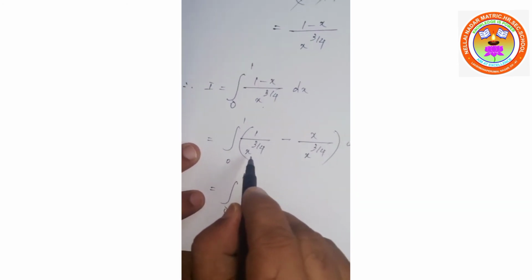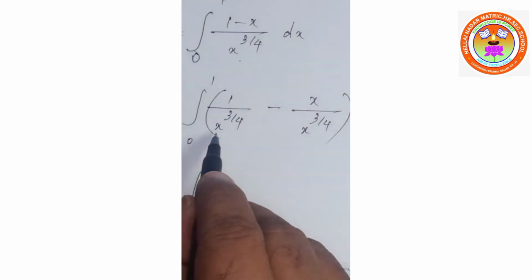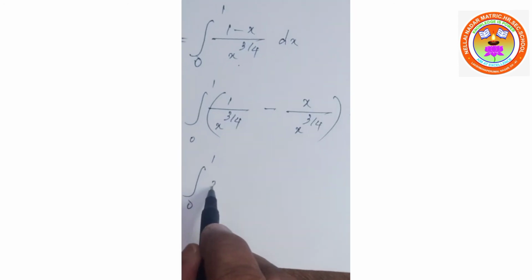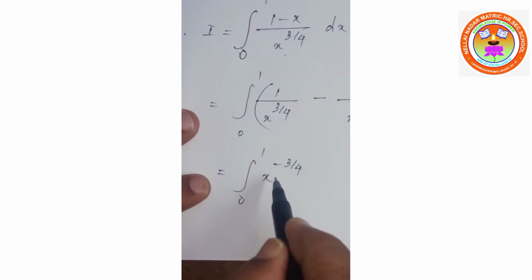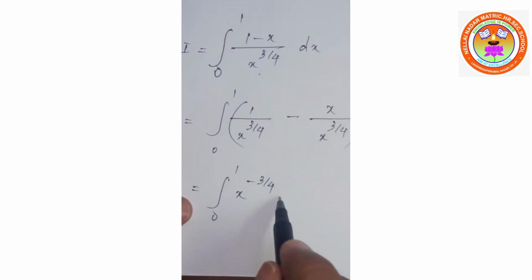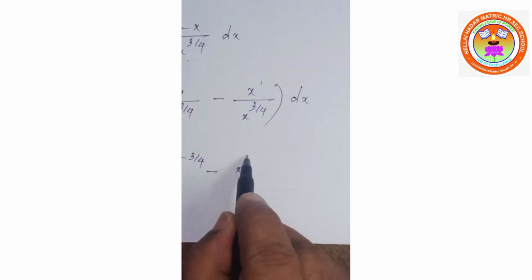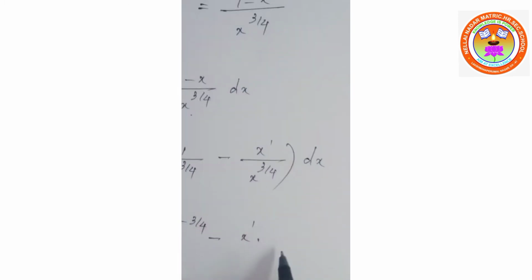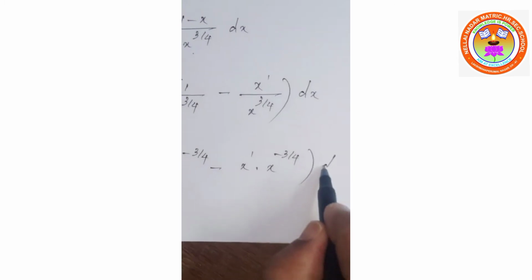Before integrating, we have to keep the function in the numerator. x is a function, isn't it? So x power 3 by 4 comes to the numerator. You have to write x power minus 3 by 4. The plus 3 by 4 becomes minus 3 by 4. Minus, here this is x power 1 into x power 3 by 4 comes to numerator, x power minus 3 by 4 into dx.